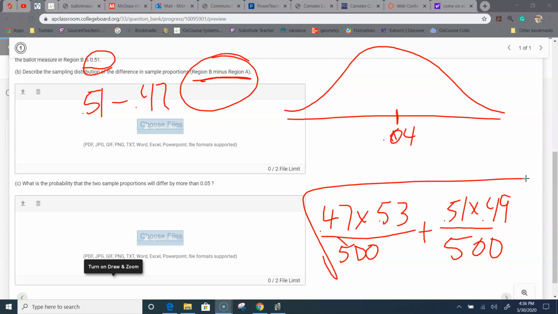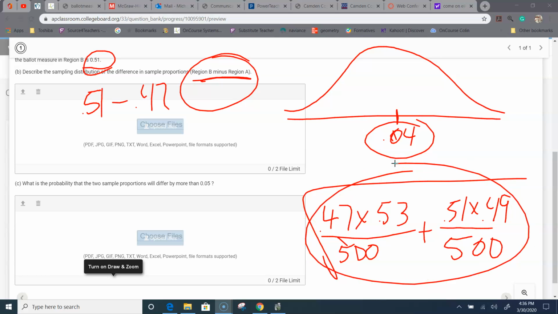What would be their shape, right? Center, shape, and spread. So we took care of center right here. We talked about spread, and the shape is going to be normal because 0.47 times 500 is greater than 10. 0.53 times 500 greater than 10. 0.51 times 500 greater than 10. 0.49 times 500 greater than 10. So you want to make sure you talk about center, shape, and spread, and give justification for each of those.